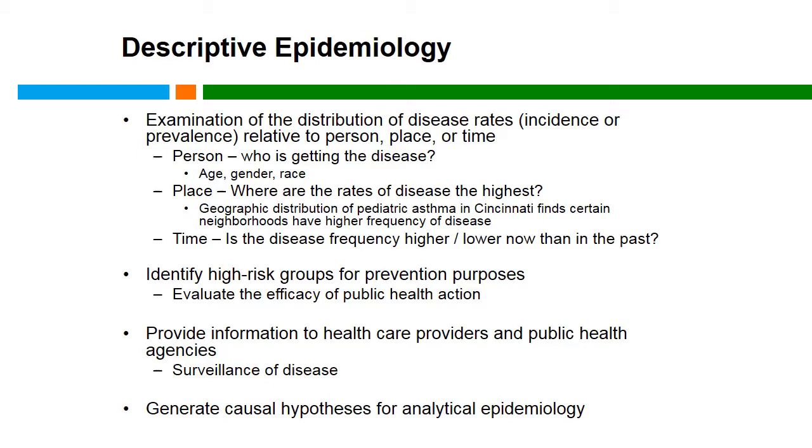A great example of this comes from Cincinnati Children's Hospital and Dr. Andy Beck, who has characterized the geographic distribution of pediatric asthma in Cincinnati. And what he's found is striking disparities across the neighborhoods in Cincinnati. This observation has led to a number of studies of factors related to these disparities. What is it that makes certain neighborhoods have higher asthma admission rates, for example, compared to others? And it has also contributed to a number of public health and other interventions that are designed to reduce these disparities.